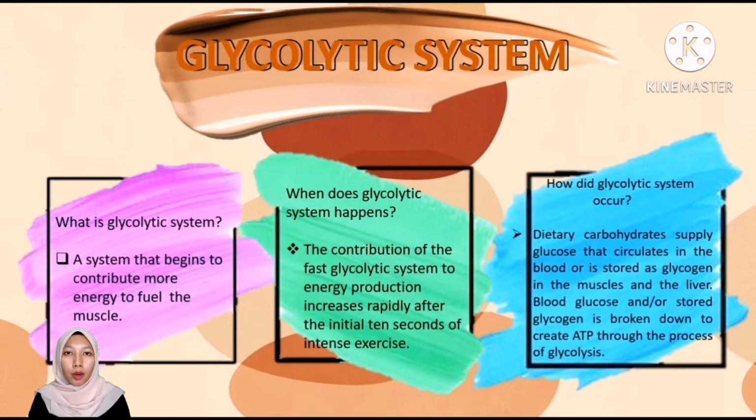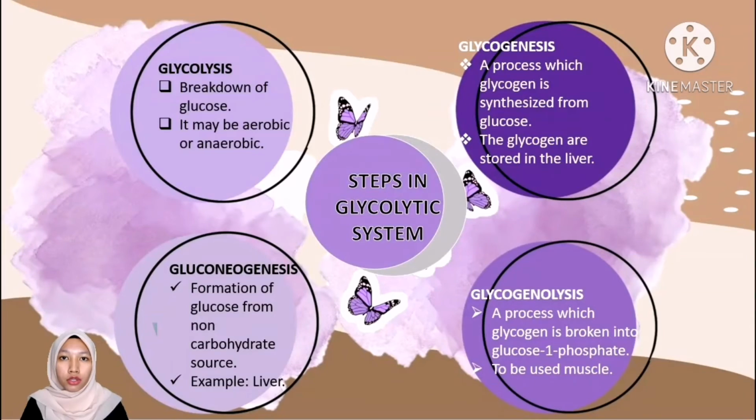When the dietary carbohydrate supplies glucose that circulates in the blood or is stored as glycogen in the muscle and the liver, then the blood glucose or the stored glycogen will be broken down into ATP through the process that is called glycolysis. So now moving on to the next slide, I will be explaining to you about the 4 steps in the glycolytic system.